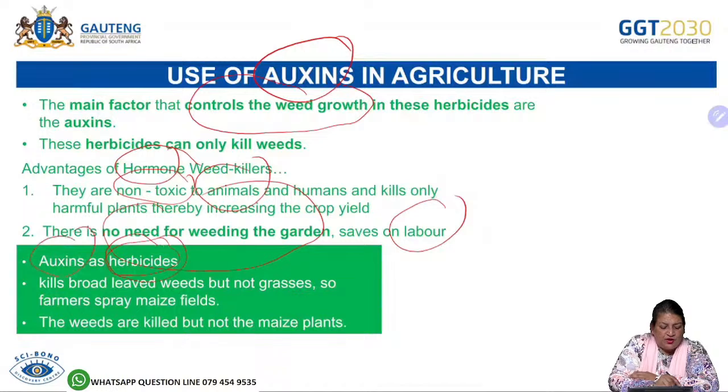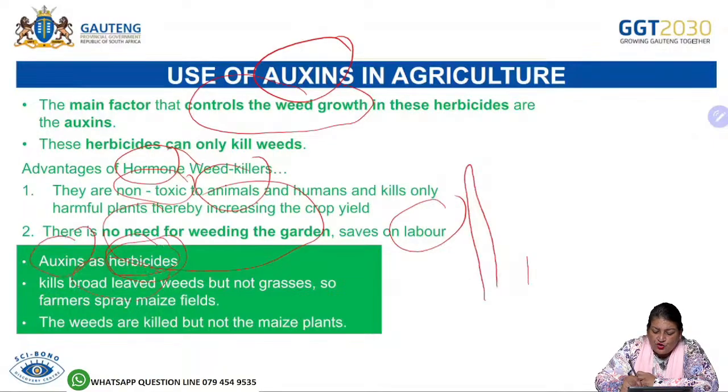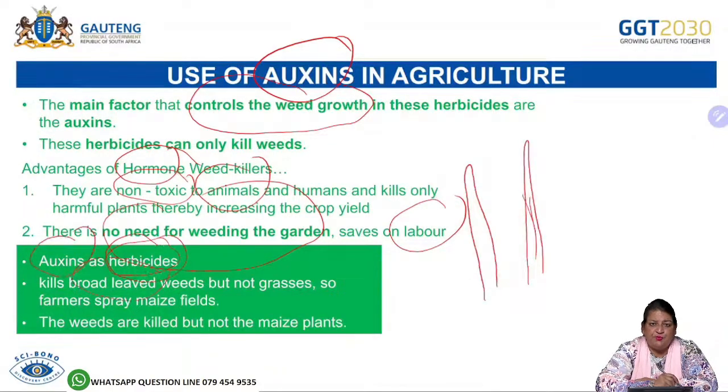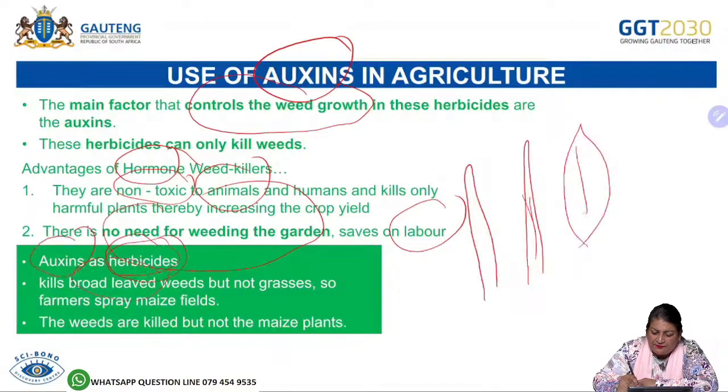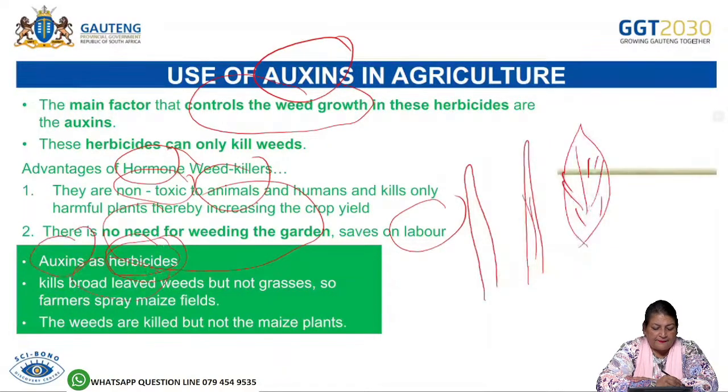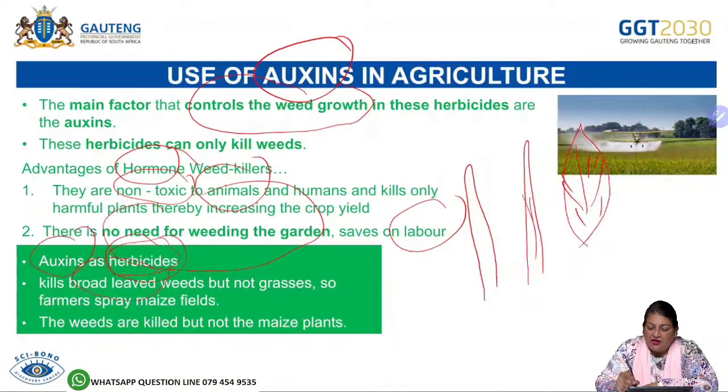So how do auxins work? They will only kill broad-leaved weeds. So your mealie plants, which have parallel-veined leaves, won't be killed. It's only all your broad or dorsiventral leaves of weeds. Those plants will be killed. So the weeds are killed, but not the maize plants. And here you can see a low-lying plane spraying auxins over the maize, so the maize will be protected, but any weeds in between will be killed.